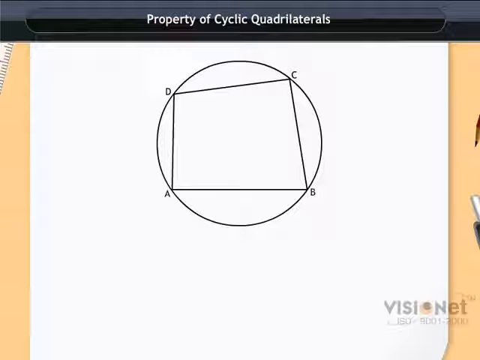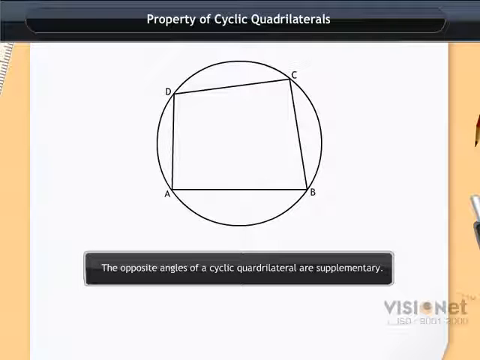The first property states that the opposite angles of a cyclic quadrilateral are supplementary. What it means is that the sum of each pair of opposite angles of a cyclic quadrilateral is 180 degrees.